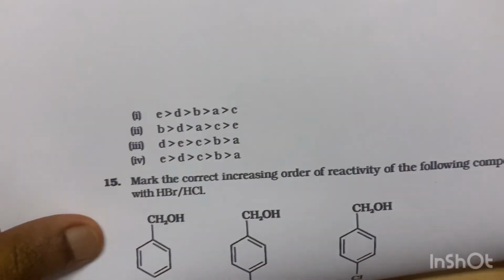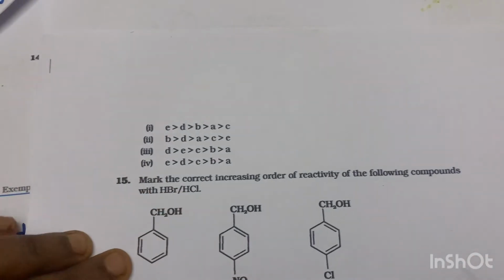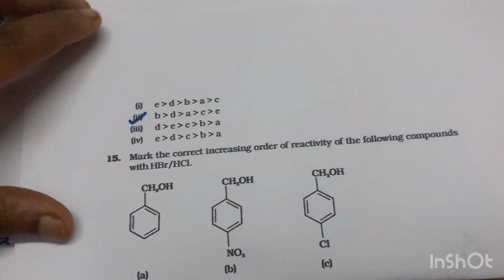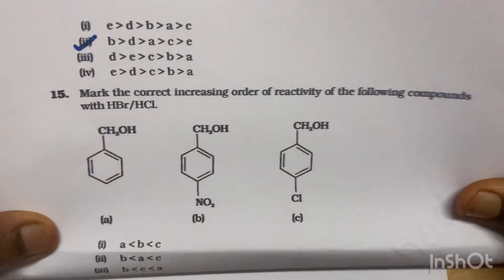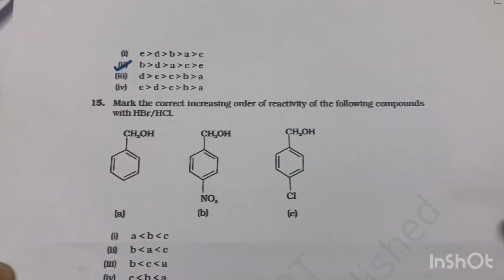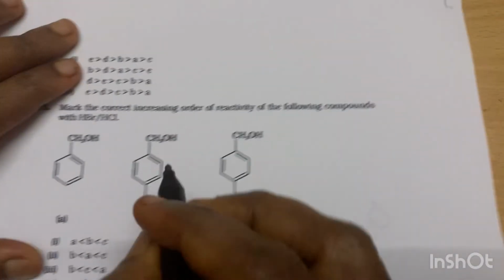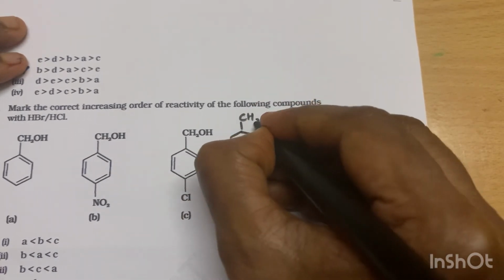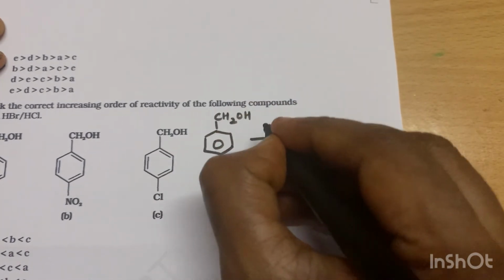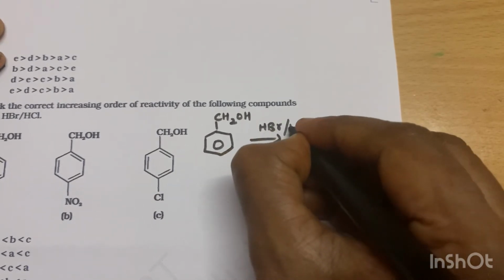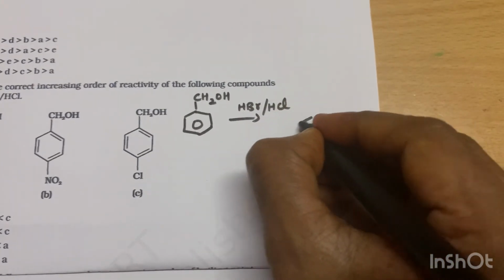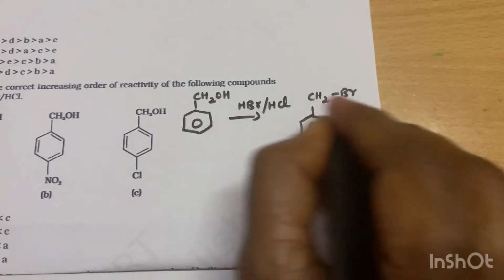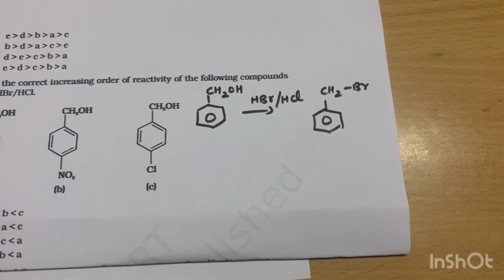So practice yourself. The effect is more pronounced when it is in the ortho and para position. Okay, I told you. Then mark the correct increasing order of the reactivity of the following. So first of all, what is the reaction? Here we have to find out what kind of mechanism takes place. So this is benzyl alcohol, which when treated with HBr or HCl, you will get the corresponding bromo or chloro compound.